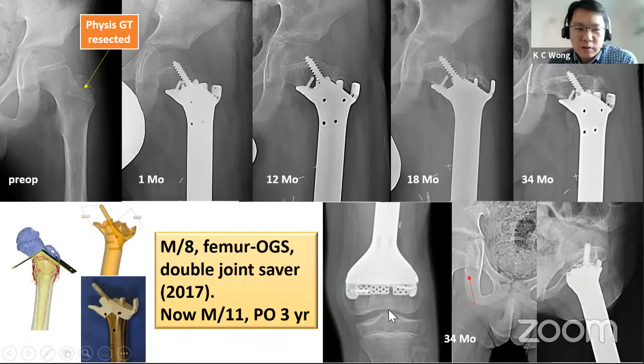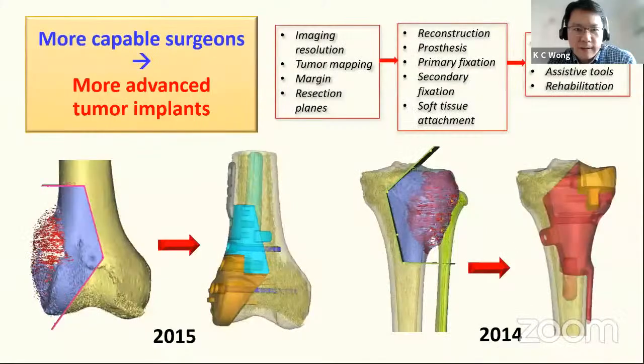For the joint one, we are quite sure that we don't have one failure case in our series of about 18 cases. One of the things is that the surgeon becomes more capable. And as we become more capable, that means we can put in more complex tumor implants that are more patient specific to address their concerns.